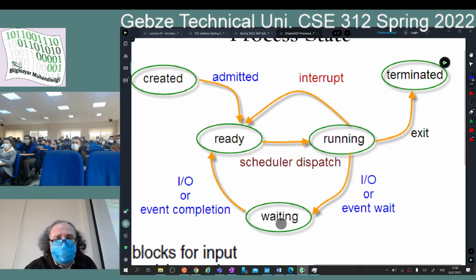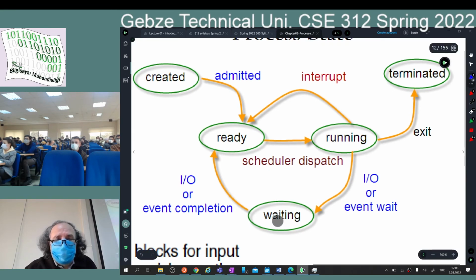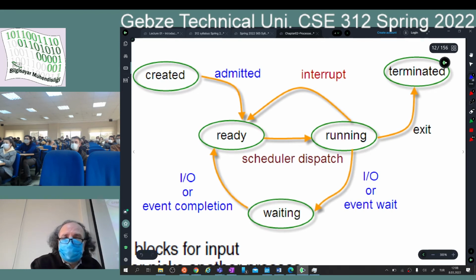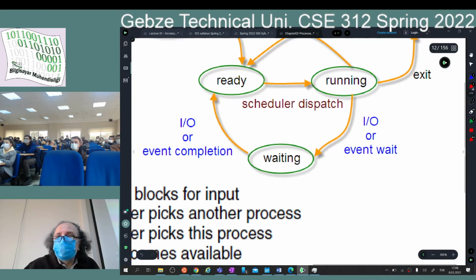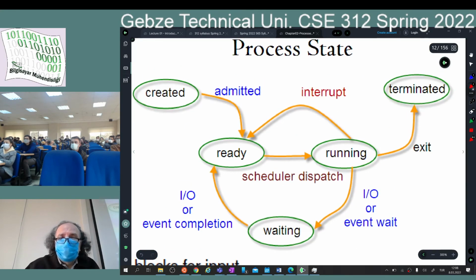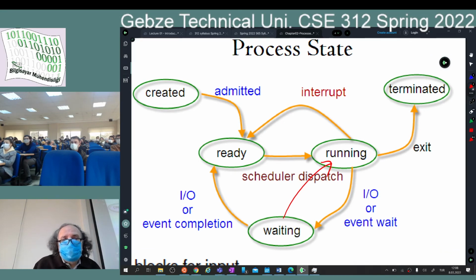Let's look at this blocked queue or waiting queue. How am I going to move from this state to this state? Well, as you see, there is no arrow from this state to that state. You cannot go from waiting to running. First you have to be ready. So who makes you ready? Of course, it is the operating system.